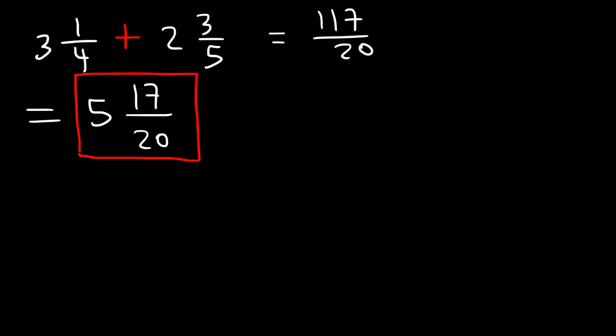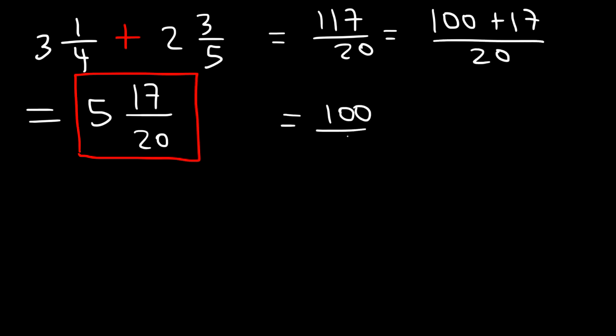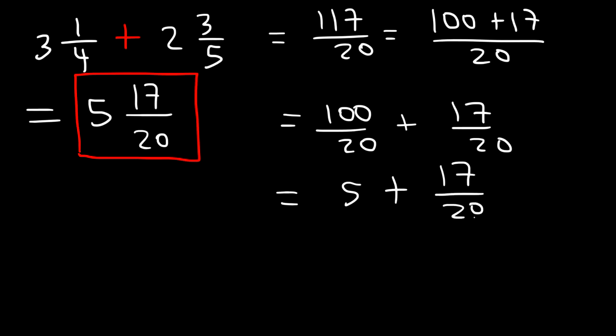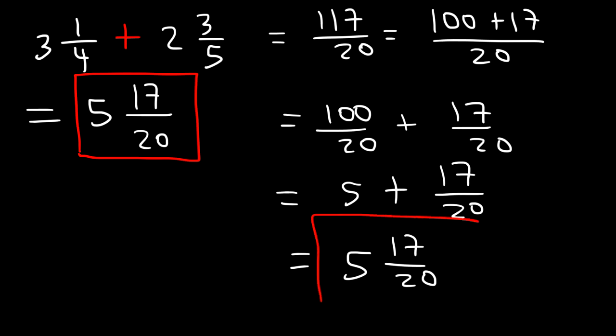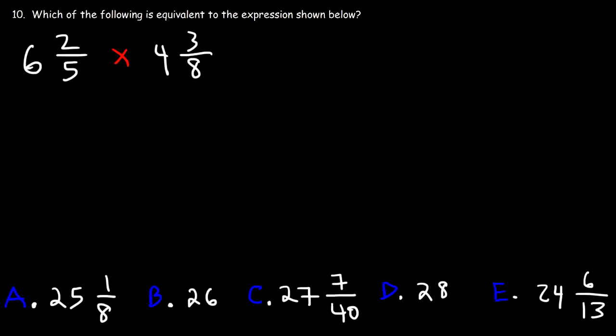Now, if you want to, you can do it this way. 117 is 100 plus 17, and then separate it into two fractions. And we know that 100 divided by 20 is 5. So 5 plus 17 over 20 is the same as 5 and 17/20. So now you know how to add two mixed fractions.